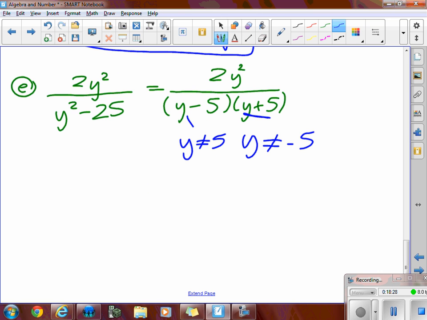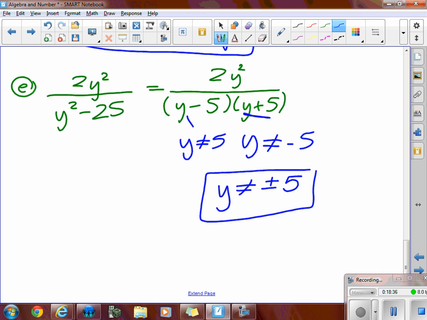A true math person probably wouldn't write it like that. They'd probably say this, y is not allowed to equal positive or negative 5. And it doesn't matter which way you write it, but that's the way you'd see it given in textbooks or anything like that, because it's just more condensed. Both methods are right. This one in the box is just a little bit clearer.